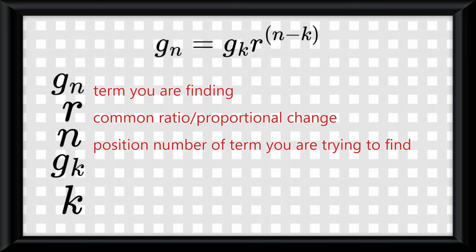But again, if you don't know the first term, we have another equation. g sub n equals g sub k multiplied by r to the power of (n minus k), where g sub k is the term you know, and k is the position number of the term you know.